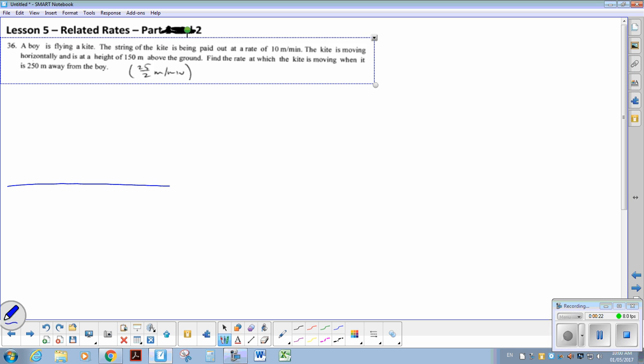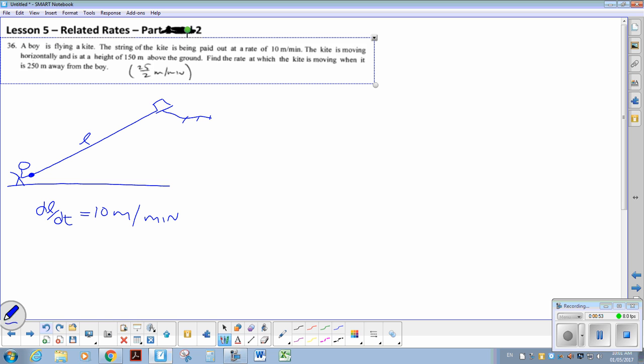So I'm going to put the boy's hand at 0. It doesn't really matter, I guess. We're assuming that where he's holding it is at 0 meters. So here is my awesome kite. Put a tail on it. There we go. All right, so the length of the string, let's call that, maybe we won't call that H, it'll be confusing. Let's call it L. So dL by dt. So the length of that string is changing at 10 meters per minute.